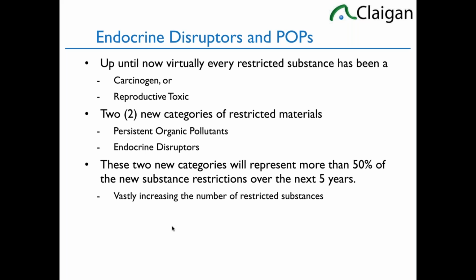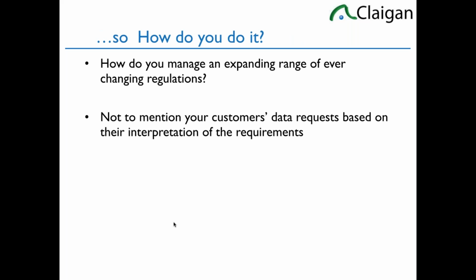So how do you do it? How do you manage an ever-changing, expanding range of regulations? Plus, not to mention your customers' data requests based on their interpretations of the regulations. One of the challenges we find with customer requests saying, hey, I need this data, and in many cases they do need the information, is that it's based on their interpretation, and it may be custom, may be unique, may not quite be correct, and it isn't necessarily aligned with the way you did compliance.